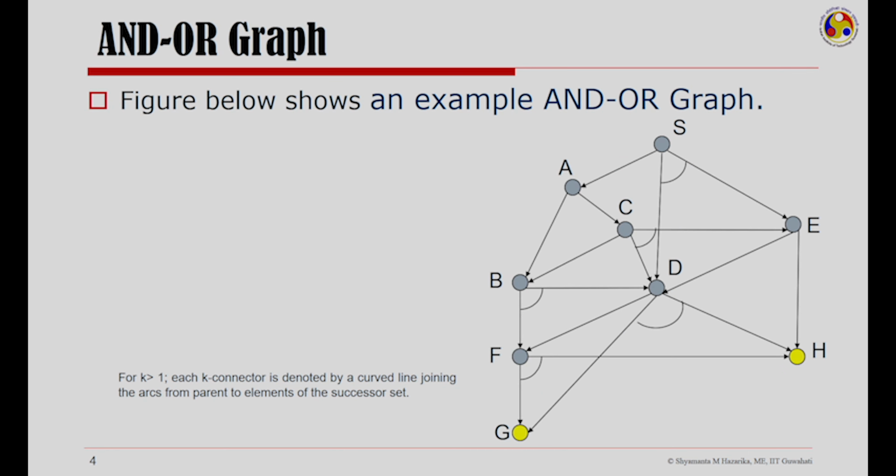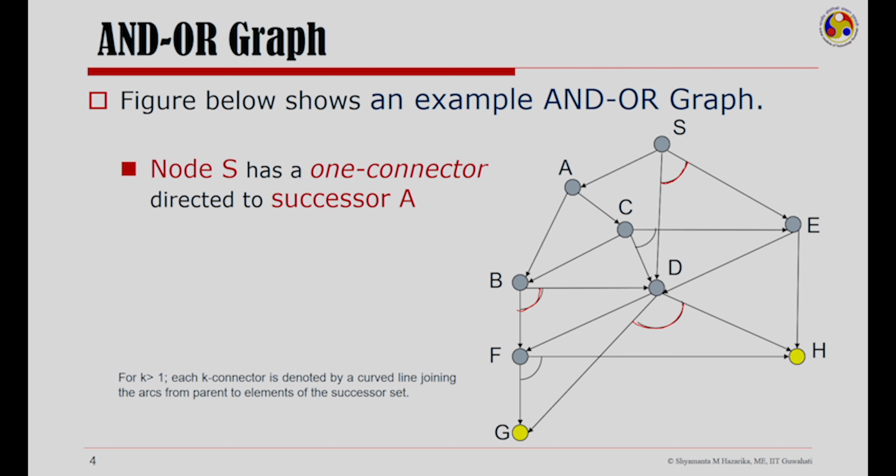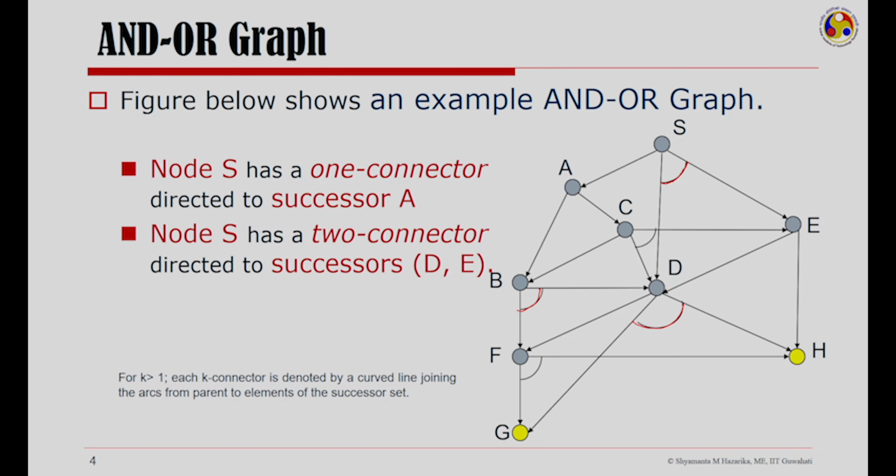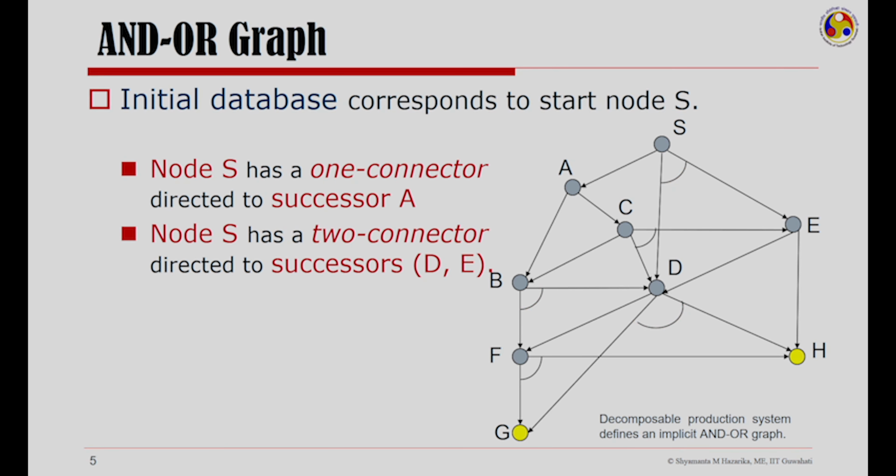Here is an example of an AND/OR graph. For every K connector with K greater than 1, we denote it with a curved line. So, here is a 2 connector, here is again a 2 connector, here is a 2 connector. Node S here has a 1 connector that goes to successor A and has a 2 connector that goes to D and E.